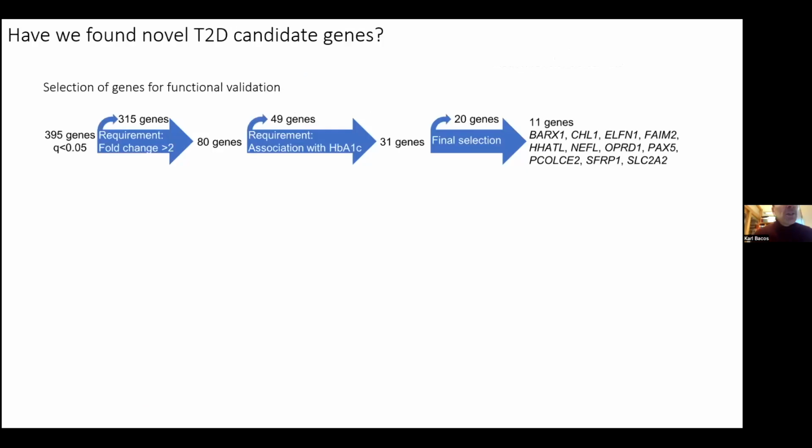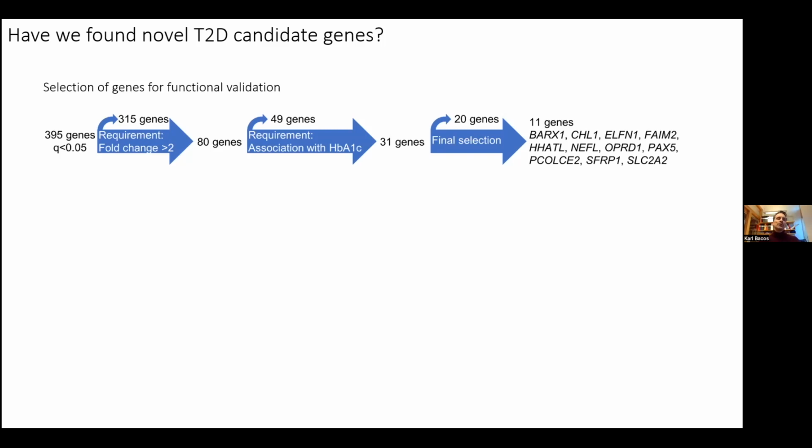So the question is, have you found any novel type 2 diabetes candidate genes? So we selected genes for functional validation, and we start with our 395 genes. We required a fold change of at least 2, either up or down, which left 80 genes. We also required an association with HbA1c in donors not diagnosed with diabetes, meaning that these changes might predispose to diabetes, so they occur before you actually get diabetes.